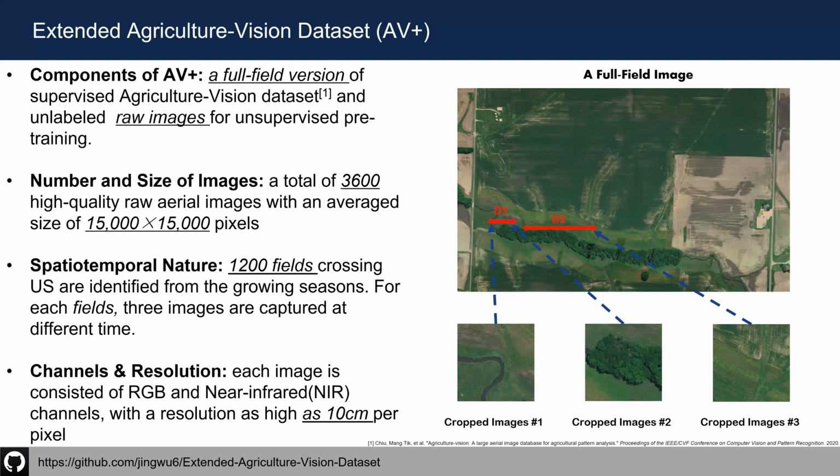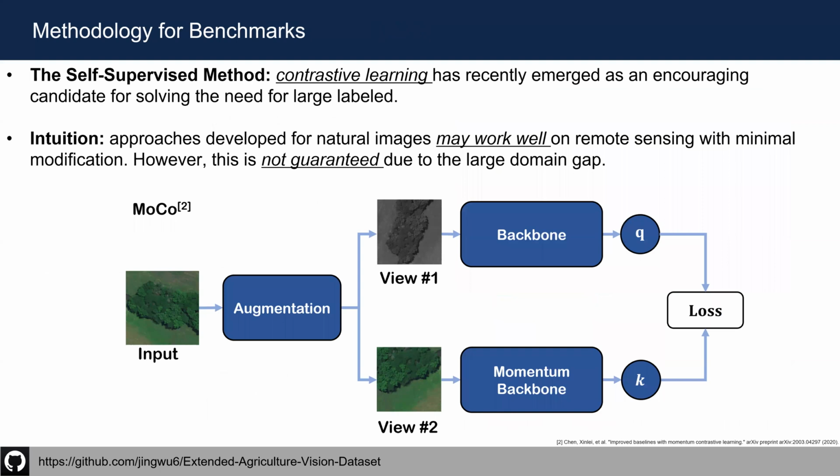geo information. For the unsupervised part, it has a total of 3,600 high-quality raw images, with an average size of 15,000 by 15,000 pixels. It covers 1,200 fields across the US. In other words, for each field, we have 3 images captured at different times. Following the work of the Agriculture Vision dataset, each image consists of RGB and NIR channels, with a resolution as high as 10 centimeters per pixel. We use contrastive learning to pre-train the backbone and benchmark the downstream classification and semantic segmentation tasks.